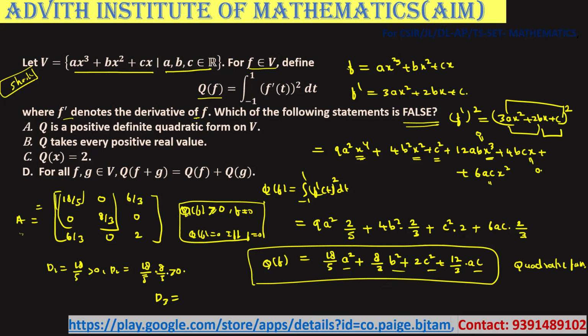So det of A ఏమవుతుంది సార్? 18/5 into 8/3, 18/5 కామన్ తీయండి ఇంటూ 8/3 into 2 సార్. 8/3 into 2 అంటే 16/3 minus 0. Minus 0 into something is 0 plus 6/3 into 0 minus 8/3 6/3 ఎంత అండి? 8/3 6/3 అంటే 48/3.